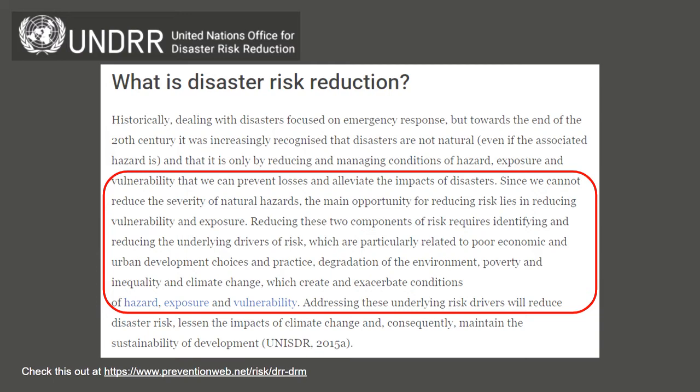So the goal of disaster risk reduction is not anymore to respond to the disaster, but to actually reduce the hazard, exposure, and vulnerability of the people and address these causes of risk: poor planning, degradation of the environment, poverty, and climate change.